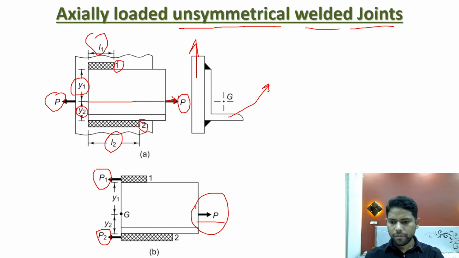Now, the magnitudes are not equal because the lengths of the welds are not equal. Therefore, the strengths of the welds are also not equal. That's why the reaction forces are not equal. Now, obviously, the sum of these two reaction forces, P1 plus P2, will always be equal to the force P. Now, I already told you that the center of gravity is located at a distance y1 from the top and at a distance y2 from the bottom.